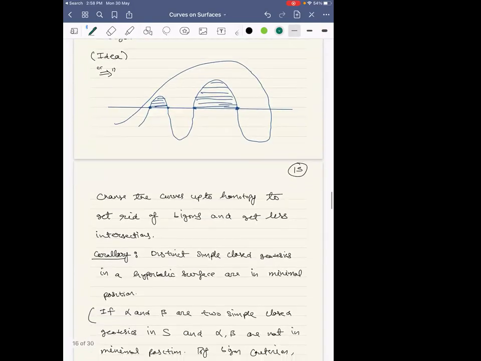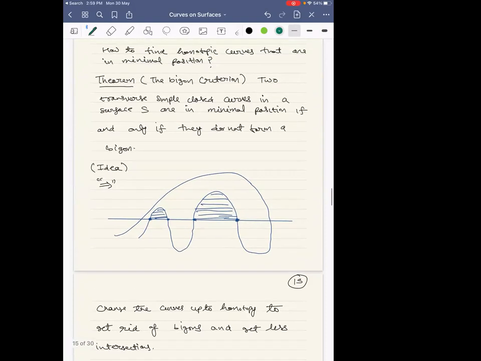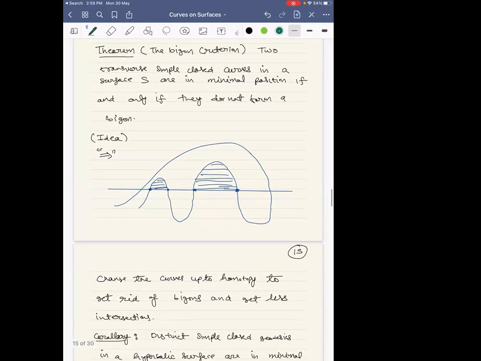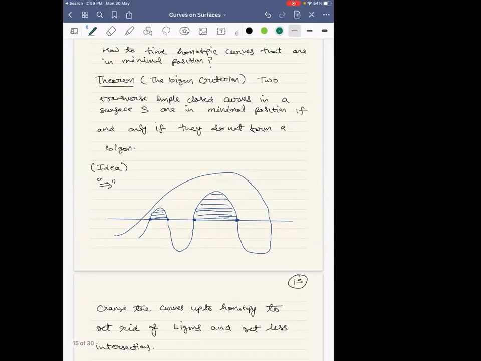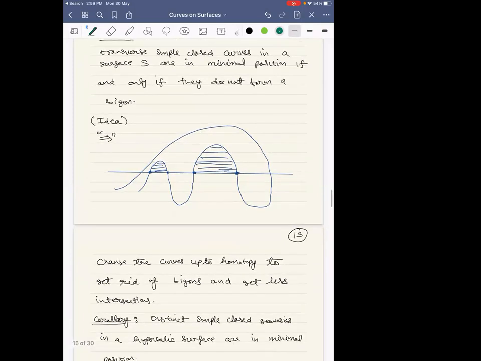Okay, so I will not exactly produce a proof of this, but at least you can convince yourself in one direction why this should be true. Suppose we want to prove that two curves in minimal position implies they do not form a bigon. The contrapositive is: suppose the curves alpha and beta form a bigon, and you want to show the curves are not in minimal position.